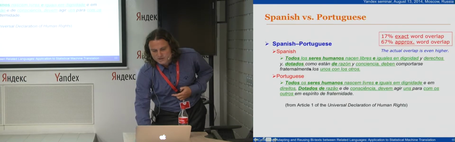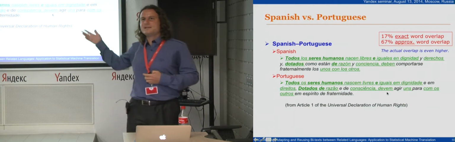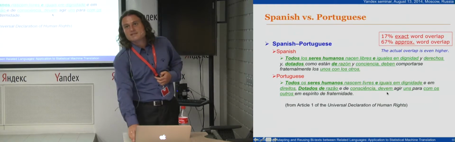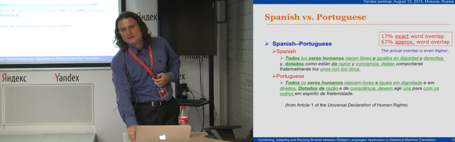And this is because of cognates, right? Razón and razão are cognates, conciencia and consciência, debem and devem, and so on. This is something that you can see. Some of these are systematic, you can learn them. Some of these are rare, and you cannot.